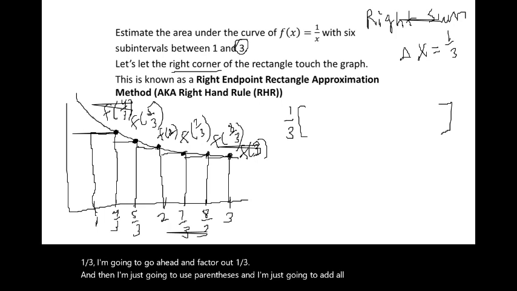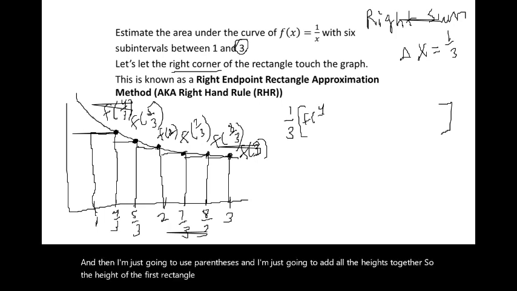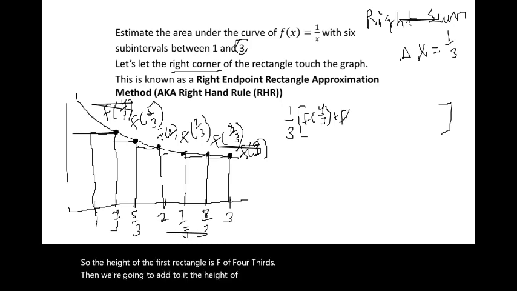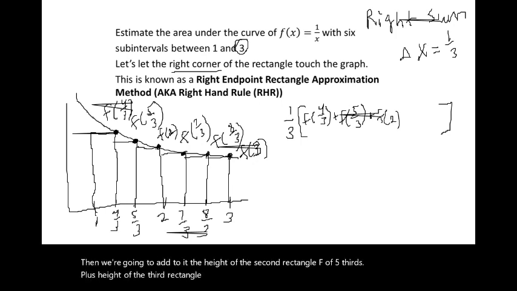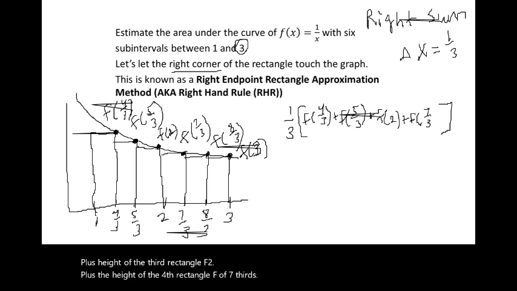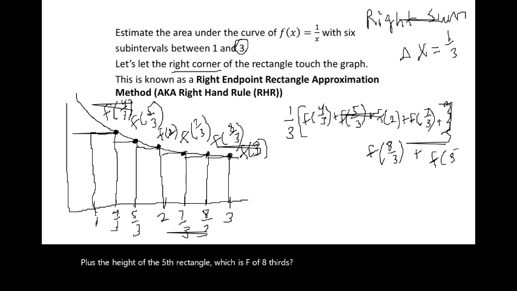So the height of the first rectangle is f of 4/3. Then we're going to add to it the height of the second rectangle, f of 5/3. Plus the height of the third rectangle, f of 2. Plus the height of the fourth rectangle, f of 7/3. Plus the height of the fifth rectangle, which is f of 8/3. Plus the height of the sixth rectangle, which is f of 3.